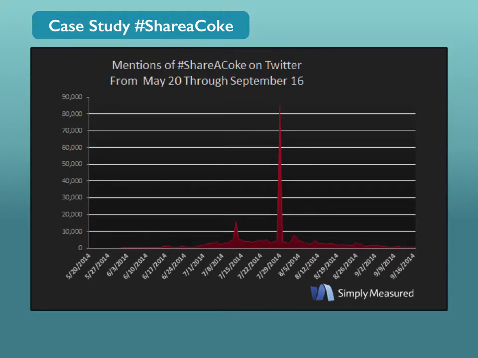Here's another visual representation. This is from Twitter: between May 20th and September 16, there were more than 340,000 mentions of the hashtag Share a Coke on Twitter. This chart shows two serious spikes in the use of the hashtag. On July 13th, you see there's a spike, and then on July 29th, you have a huge spike. So what was going on these 2 days during this period?